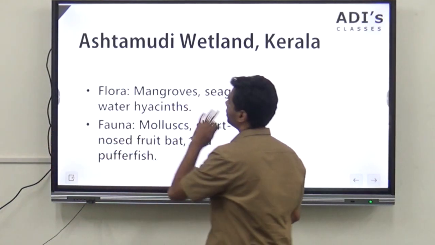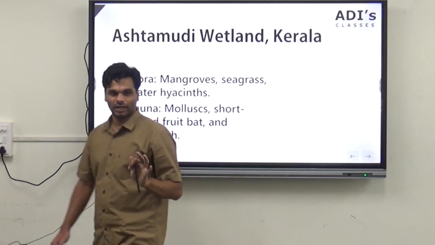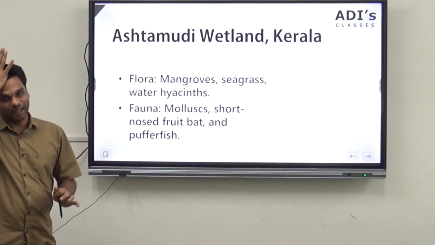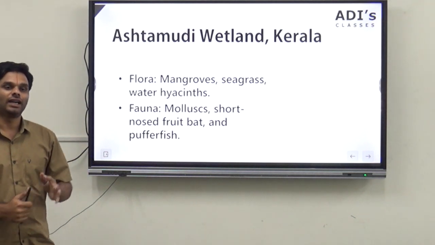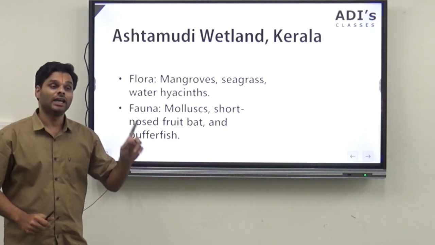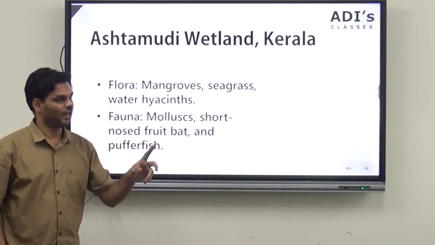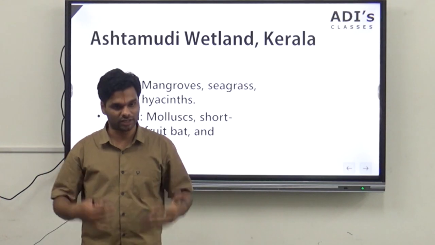Yeah, we're just going to run through some of the important Ramsar sites today. The first one that we'll look at is Ashtamudi wetland in Kerala. The Ashtamudi wetland in Kerala is a coastal wetland. Ashtamudi is the backwaters.